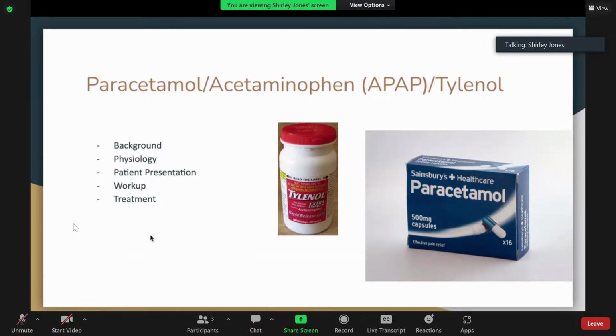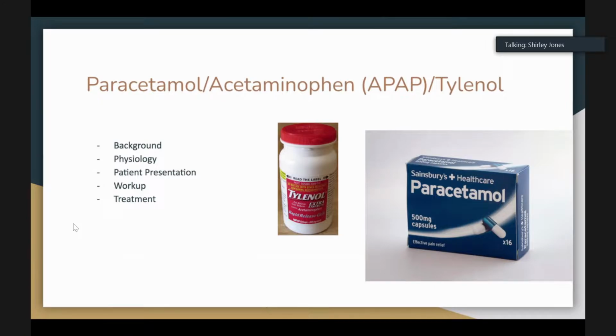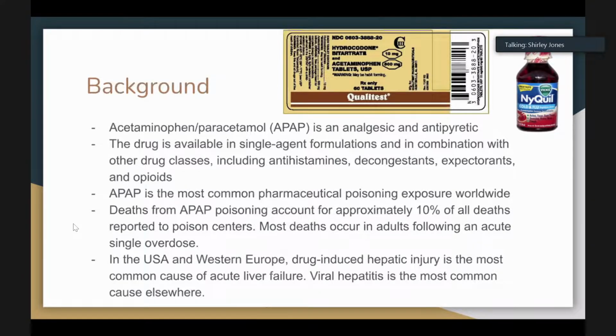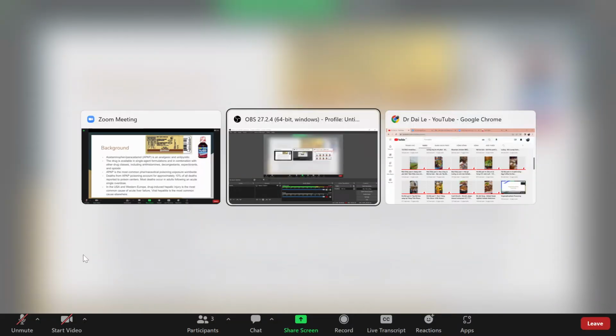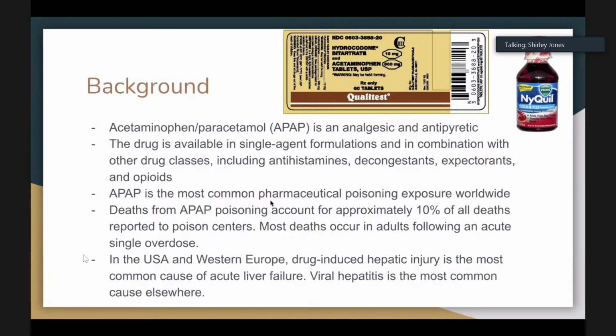Okay, so we'll talk about background, physiology, patient presentation, workup, and treatment. So in background, acetaminophen or paracetamol is an analgesic and antipyretic. It is available in single formulations, as we know, and also in combination with other drug classes like antihistamines, decongestants, expectorants, and opioids like hydrocodone acetaminophen. It is the most common pharmaceutical poisoning exposure worldwide, and deaths from acetaminophen poisoning account for approximately 10% of all deaths that are reported to poison centers. Most of the deaths happen after a single acute overdose. And drug-induced hepatic injury is the most common cause of acute liver failure in the United States and Western Europe, whereas elsewhere it's viral hepatitis.